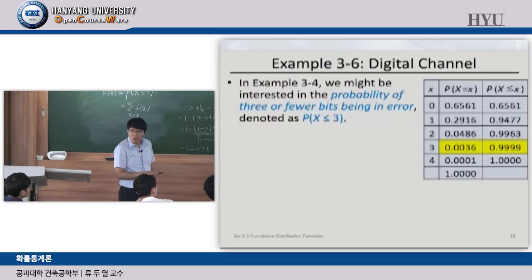So this is the table. And x is the number of bits being in error, okay? And this axis indicates the probability for each case. And this is the cumulative distribution function, right?